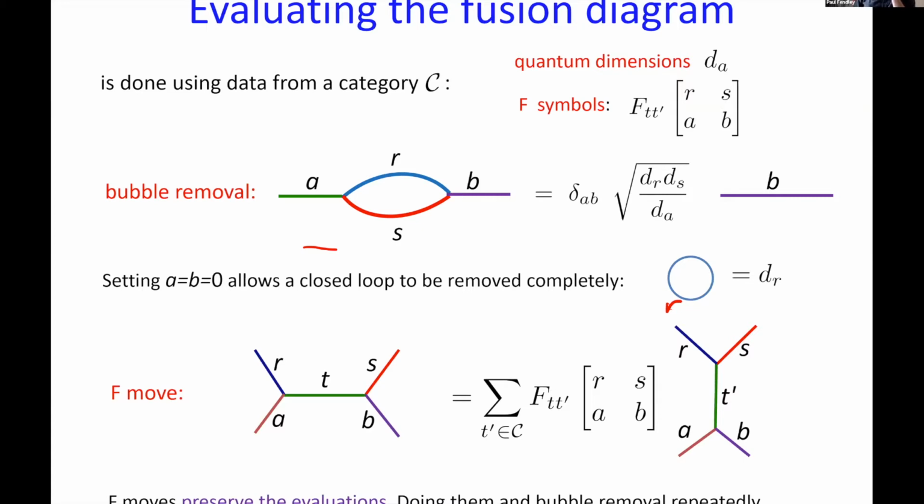Okay, so that's the easy one. This one is almost as easy. This is what in this racket they call an F move. If you're familiar with 6J symbols in quantum mechanics or Lie algebras, this is a glorified version of that.